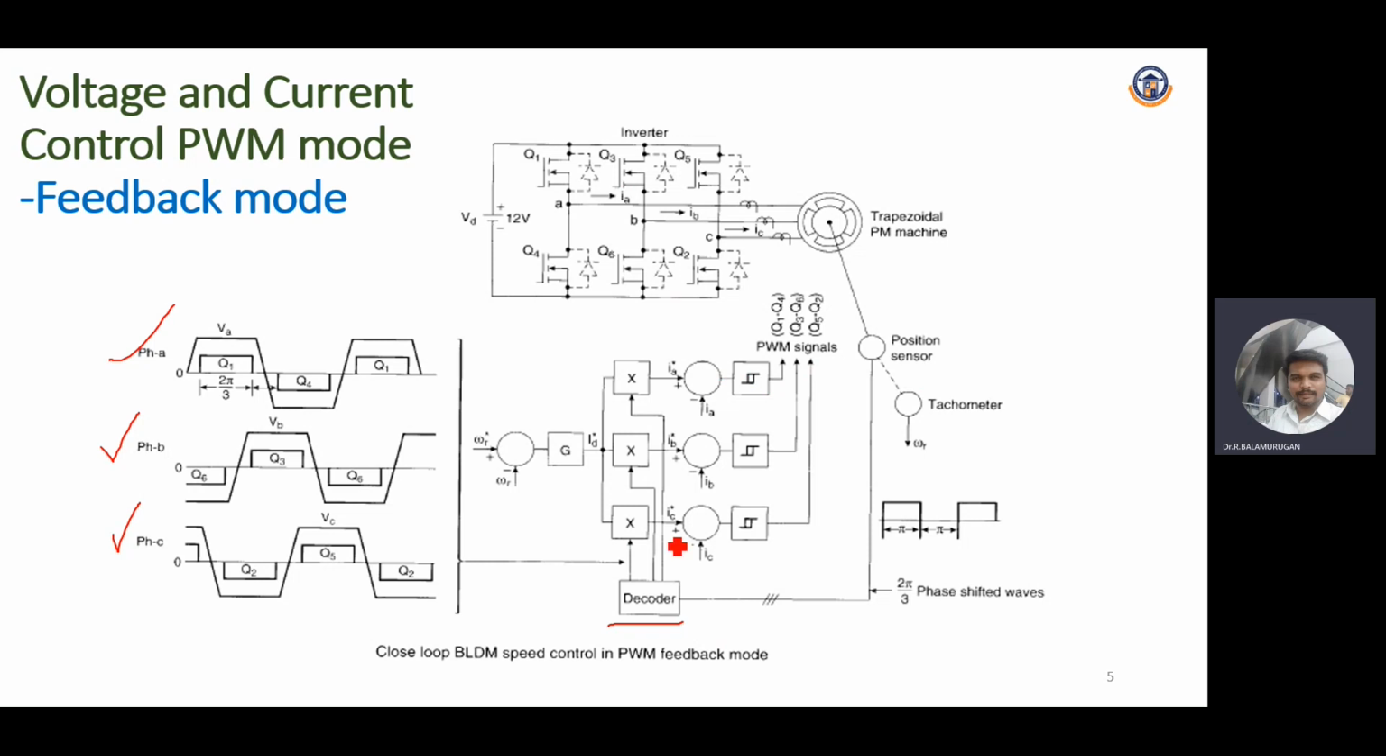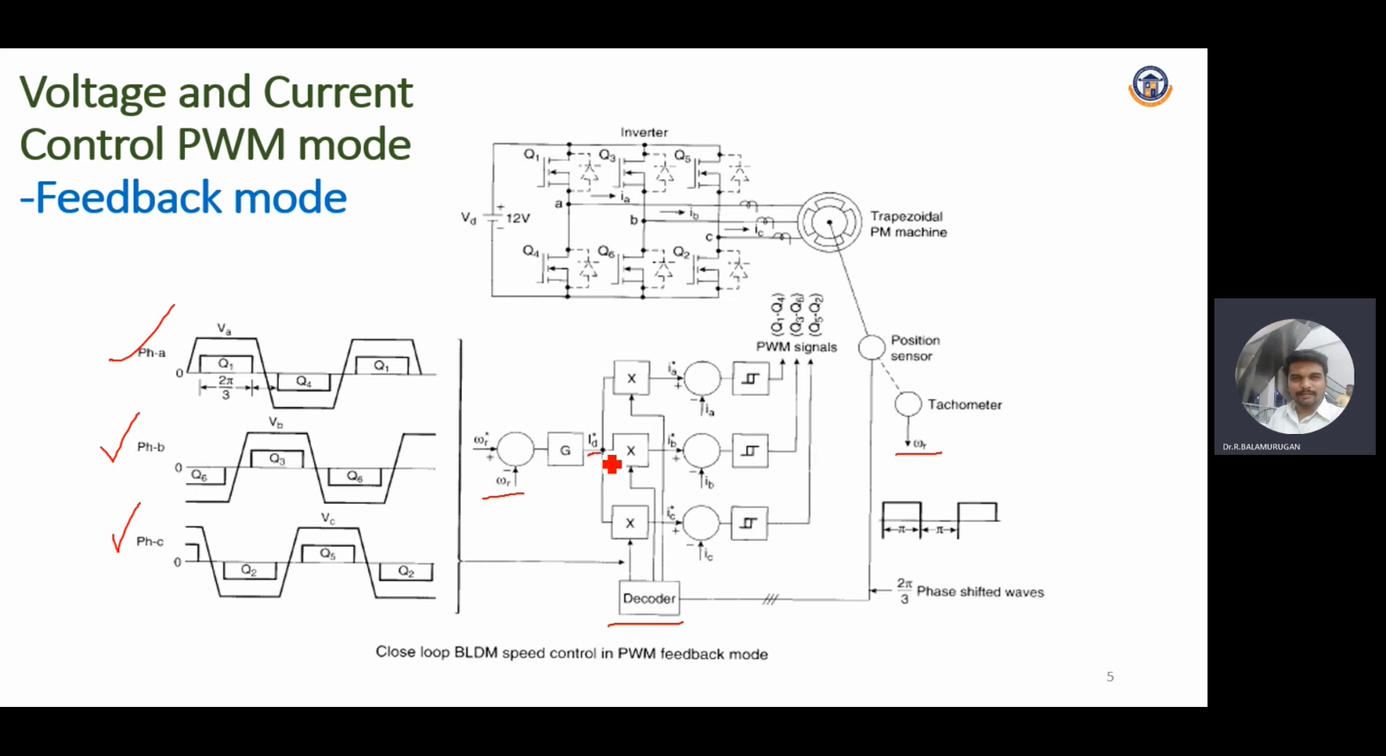How will the PWM signal be generated? Here you can see, according to the reference speed and the actual measured speed, omega r is nothing but the speed which is measured from the position sensor, and omega r star is nothing but the reference speed. The signals will be compared in this comparator, and a current reference will be generated.